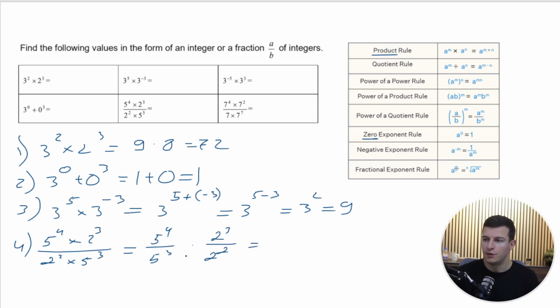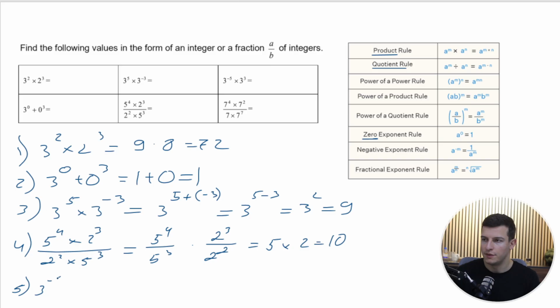So 5, 4 and 5, 3. Their division, quotient rule, you check out on the table here. We subtract the top, so 5 to the power of 4 minus 3, which is going to be 1, and we don't write 1, so it's just 5. And again, same deal here, 2 to the power of 3 divided by 2 to the power of 2. 3 minus 2 is just going to be 2, so the answer is going to be 10. I still have a little bit of space here. I might do the last one on the actual table, but let's see.